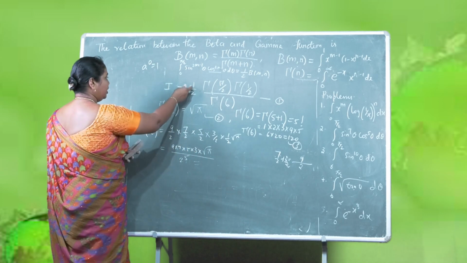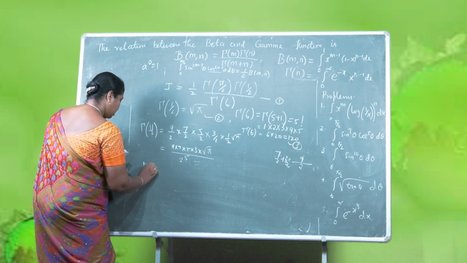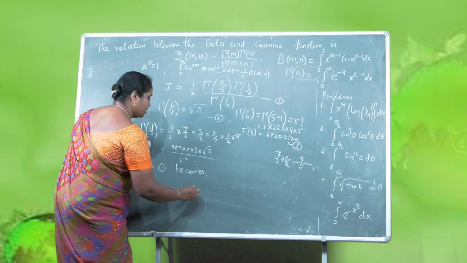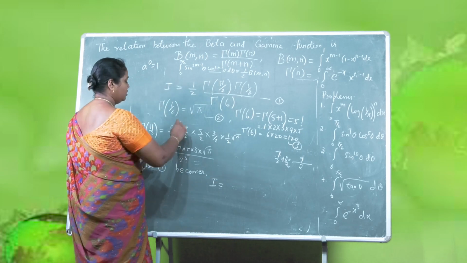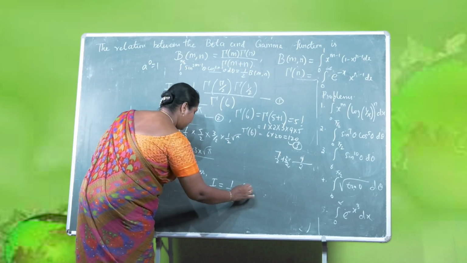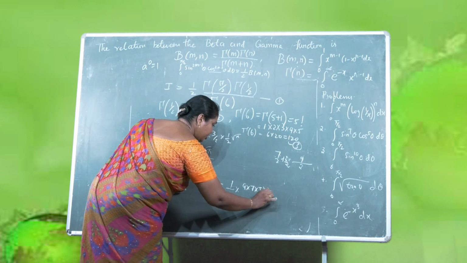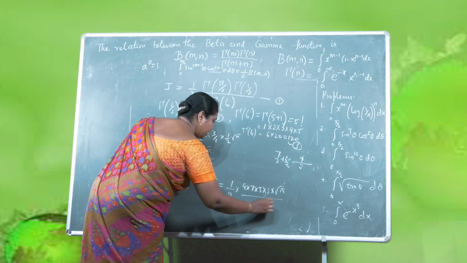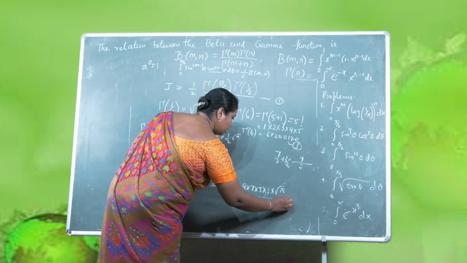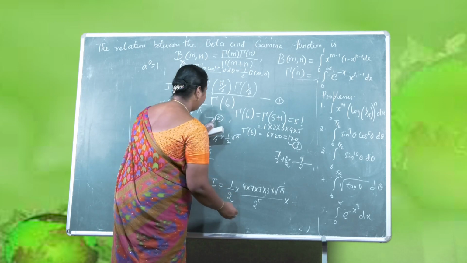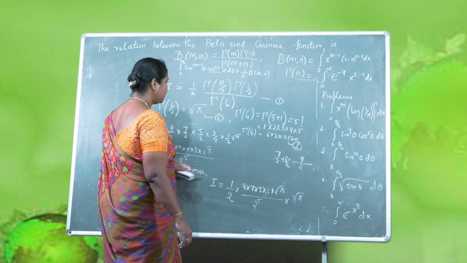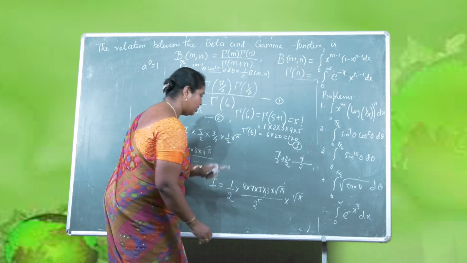Now substitute these into equation number 1. Now I is equal to 1 by 2 times gamma of 11 by 2, this value. So 9 into 7 into 5 into 3 into root pi divided by 2 power 5, into gamma of 1 by 2 by equation 1. So by equation 2 it is root pi. What is gamma of 6? Gamma of 6 is nothing but 120.